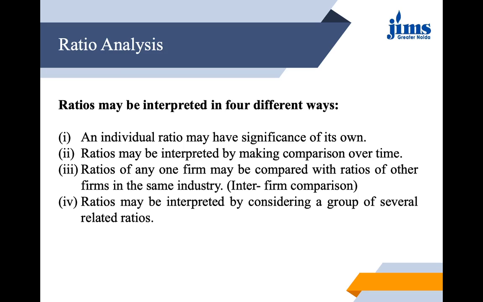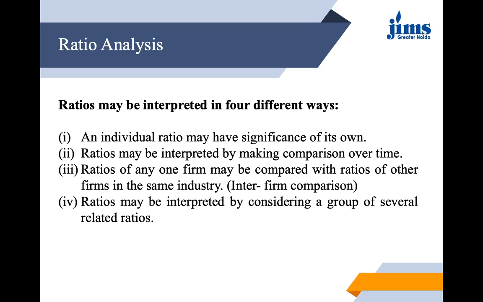The last way that I have suggested for interpretation is that ratios may be interpreted by considering a group of several related ratios. Here we can take certain ratios related to a particular field, like the utility of the current ratio. What does the current ratio show? It is a relationship between the current assets and current liabilities. It shows whether we are able to meet all our current liabilities using the current assets.